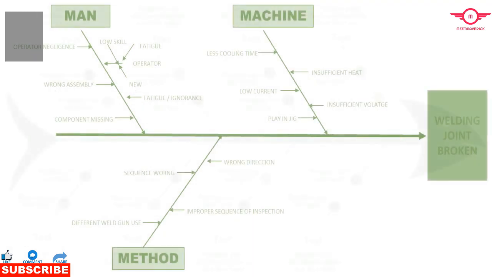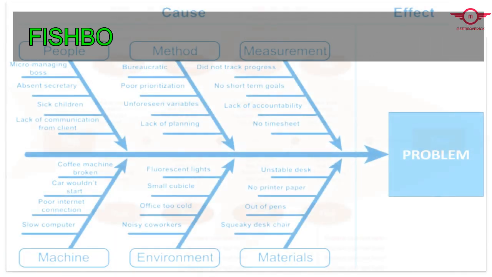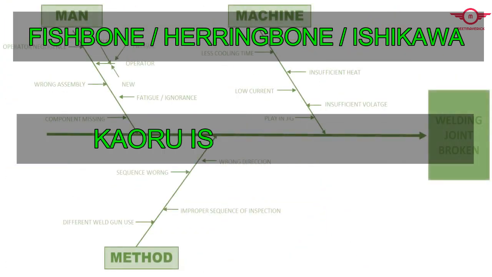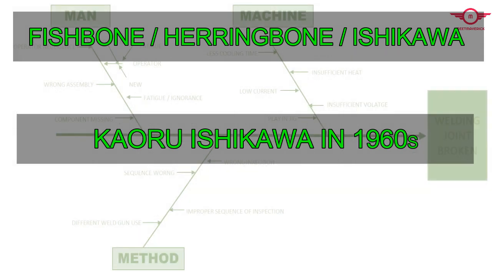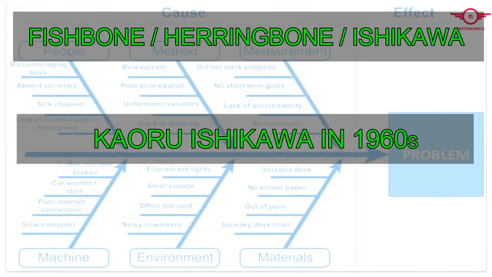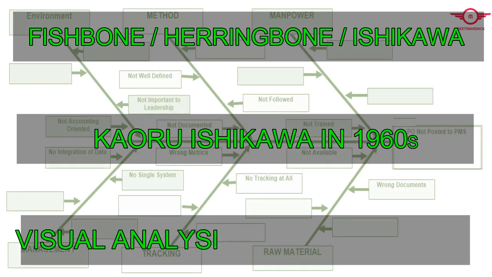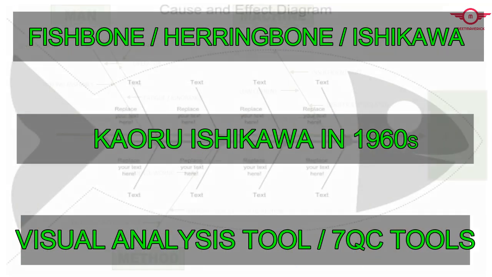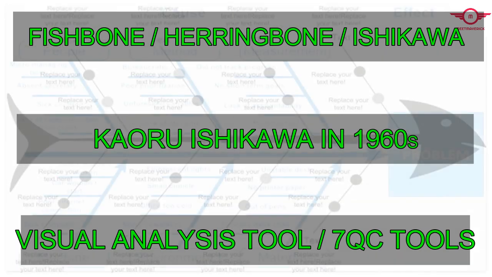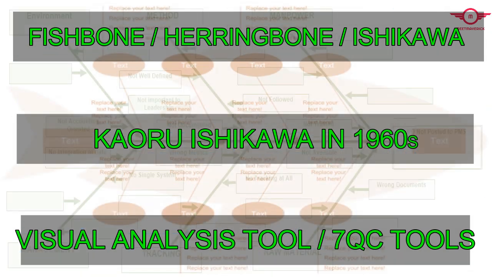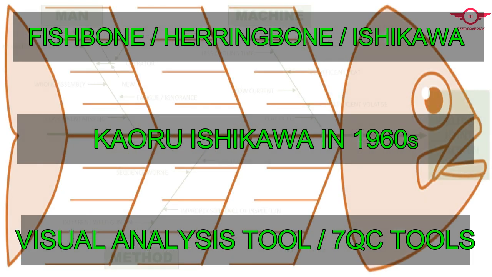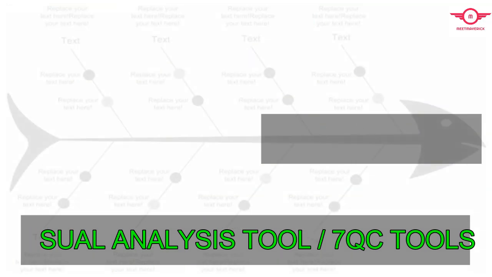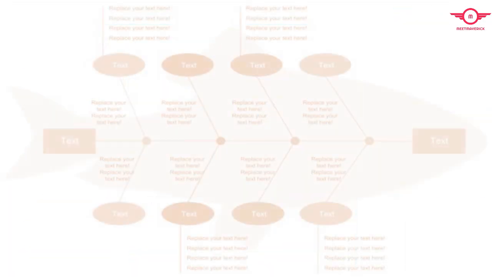Cause and effect diagram, also known as fishbone diagram or herringbone diagram. This diagram was created by Kaoru Ishikawa, a Japanese professor, in the 1960s. So this diagram is also called the Ishikawa diagram or Fishikawa diagram. This diagram looks like a fish skeleton. It is a visual analysis tool and one of the 7 QC tools also. This diagram is used to search out and organize all possible factors for a problem. It is widely used in the manufacturing industry to find out all possible causes for a particular problem.